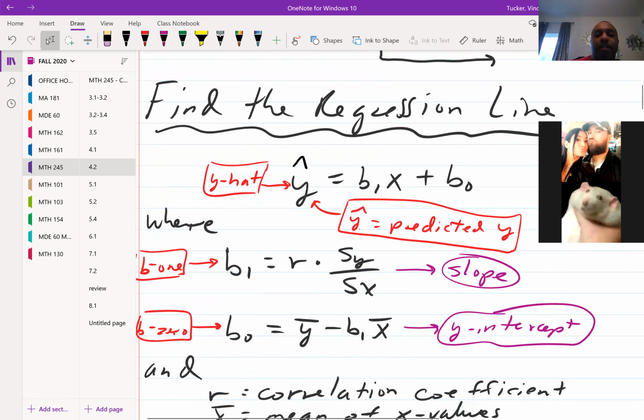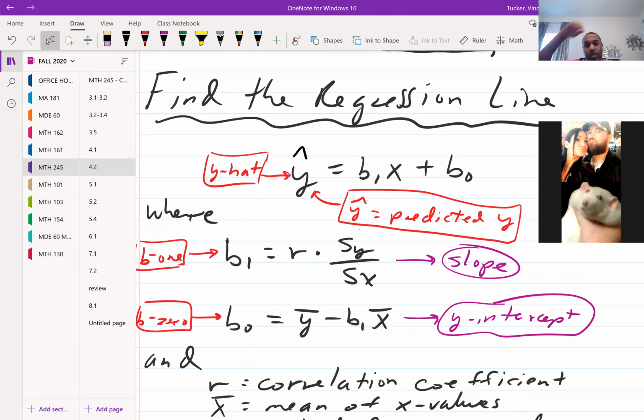So let's look at finding the regression line. So we have y hat. This symbol right here, whenever you put that over your variable, you would say that variable hat. So that would be y hat. If you had that over x, it'd be x hat. So that's how we use that symbol. That also represents your predicted y, and we'll talk about what that means in a second.